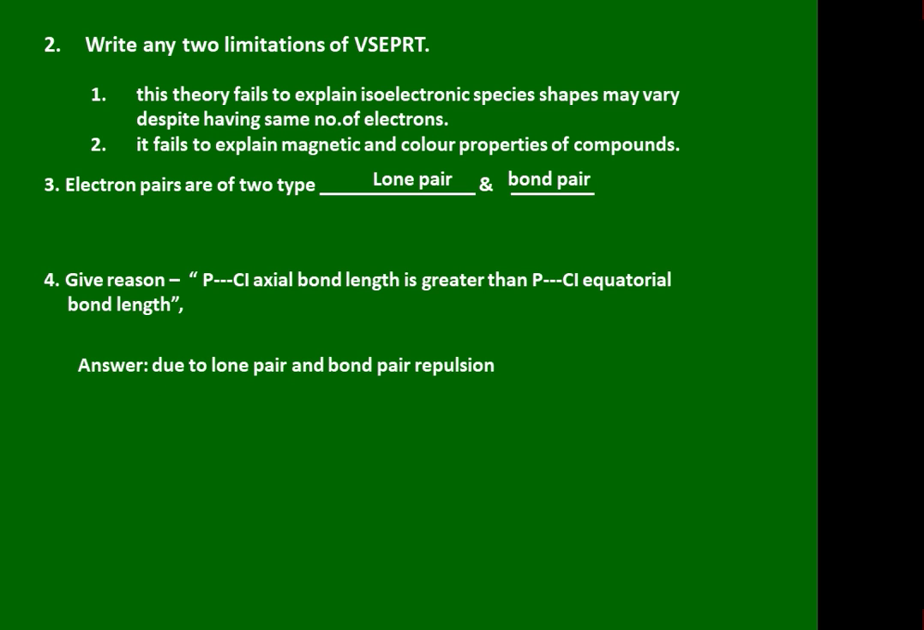The fourth question is so important and most of the time seen in examinations. The PCl5 axial bond length is greater than the PCl5 equatorial. The axial bond length is longer as compared to the equatorial bond length. The reason is due to lone pair and lone pair repulsion.